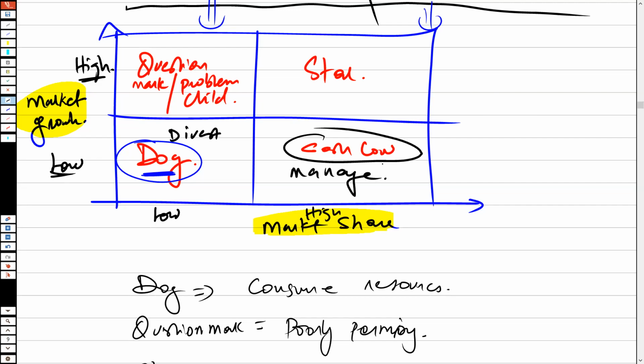So the BCG matrix says that you have to manage these. What do you have to manage? You have to manage these cash cows. You just have to do nothing. They're just going to reap the benefits on their own. All that you have to do is just manage them.